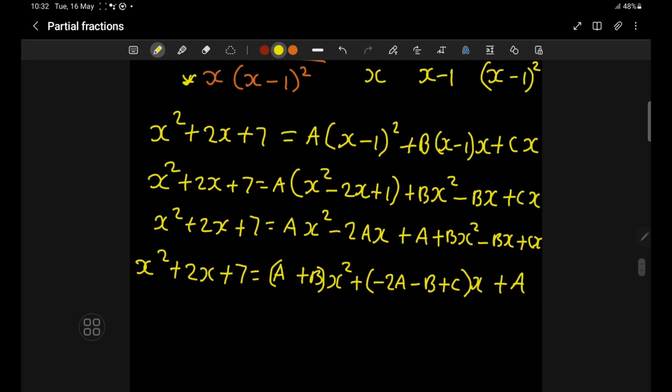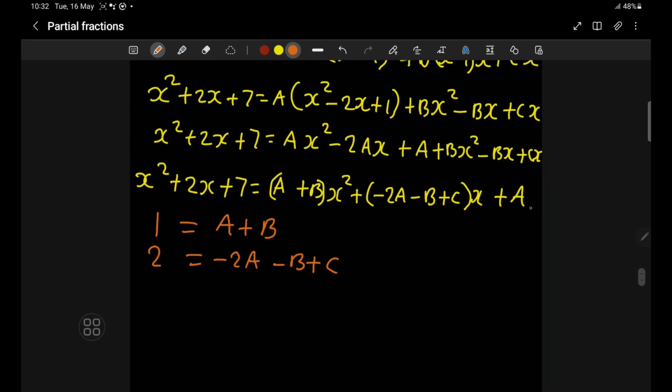Okay, so now, using the definition of equality of polynomials, we'll equate the coefficients. So with x squared, the coefficient we have is a plus b. With x squared on the other side, the coefficient we have is 1. So we equate, so it will be 1 is equal to a plus b. The coefficient for x is this expression, and the coefficient for x here is 2. So it will be 2 is equal to negative 2a minus b plus c. Then finally, the constant a is equal to 7. So we'll have 7 is equal to a.